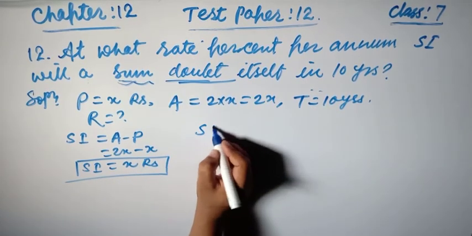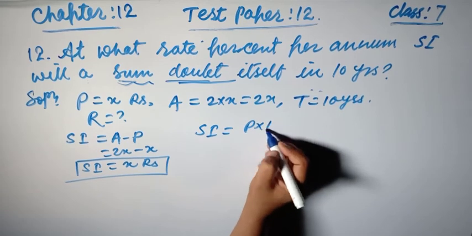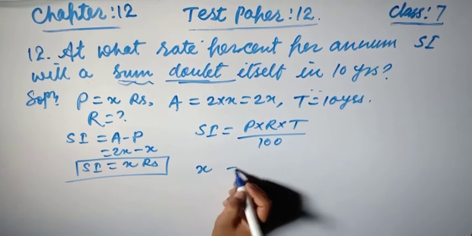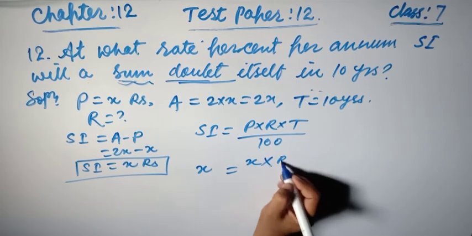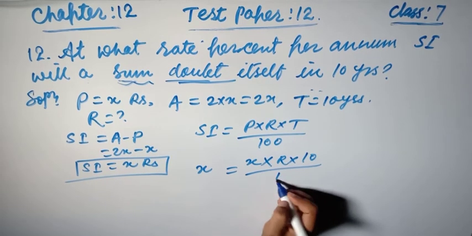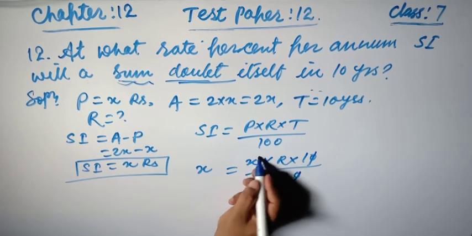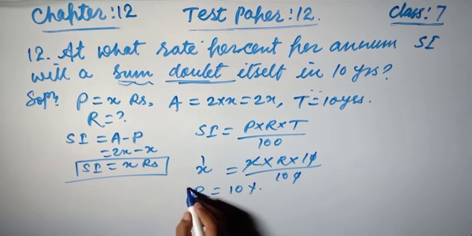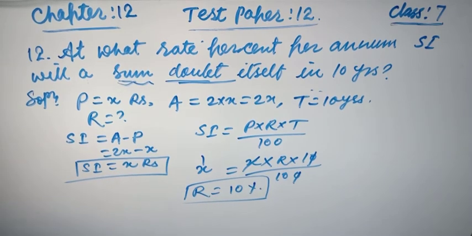Now from the formula, SI is equal to P into R into T by 100, friends. So SI X is given, P is X given, R we have to find, T is 10, divided by 100. So 10 and 10 will get cancelled, X and X cancel. So R is equal to, after cross multiplication, 10%. This is the answer, friends. Now your correct option is B.